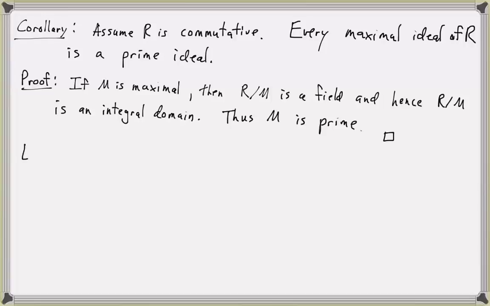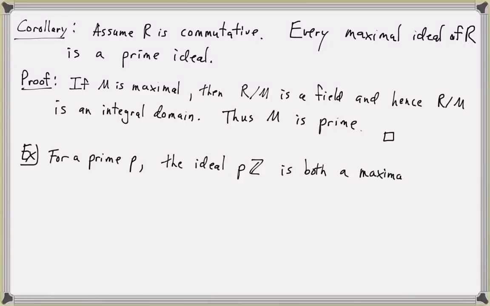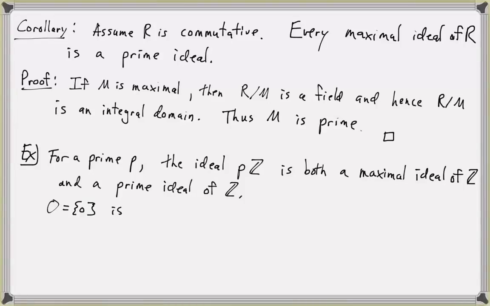So let's look at a couple quick examples. As we saw in the ring of integers, for prime p, the ideal generated by p is both a maximal ideal of Z and a prime ideal of Z. Now the zero ideal containing only 0, this we showed is a prime ideal of the integers, but is clearly not maximal.